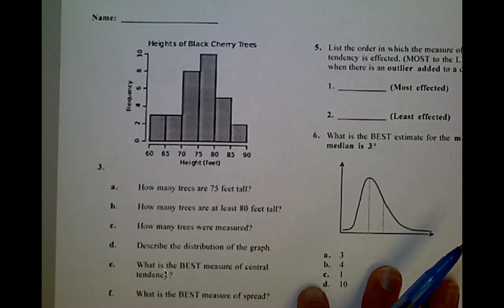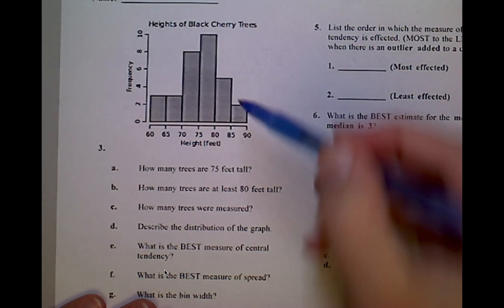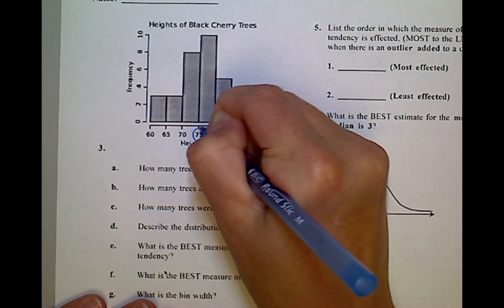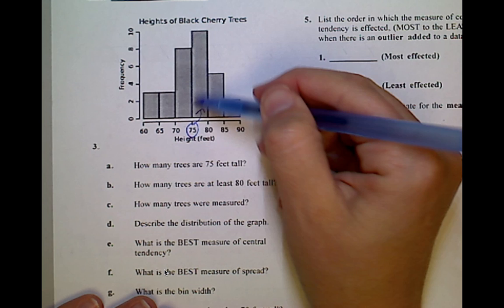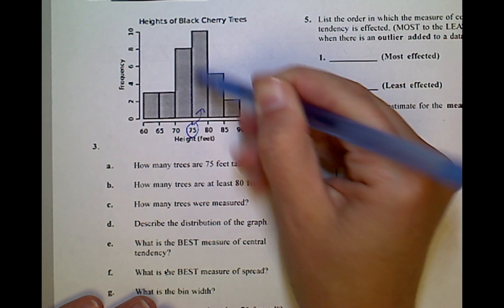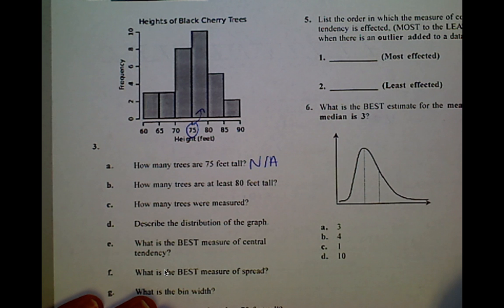Okay, on the back, we're now talking about histograms. So how many trees are 75 feet tall? So 75 would technically be in this bin. However, remember, histograms are measuring continuous data. So we just know the things in here are between 75 and 80. We don't know what those actual data points are, so we can't answer that question. So it's not really available.